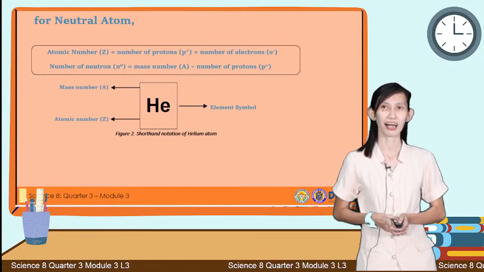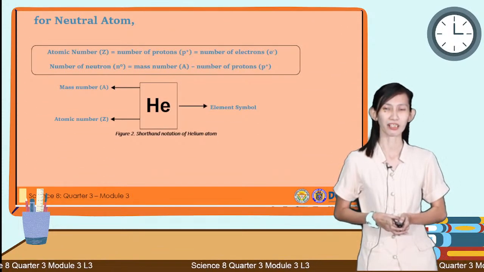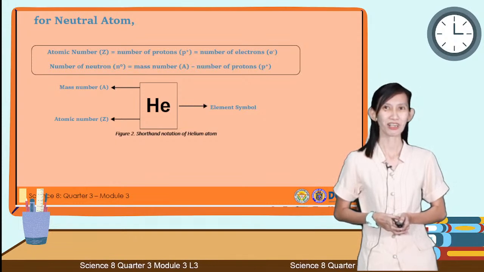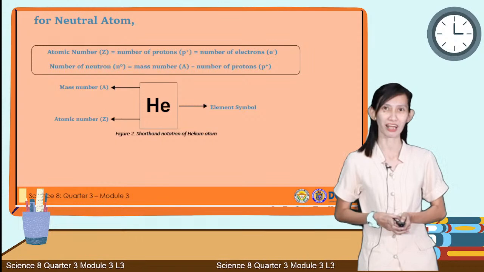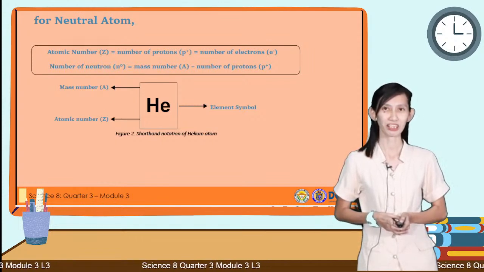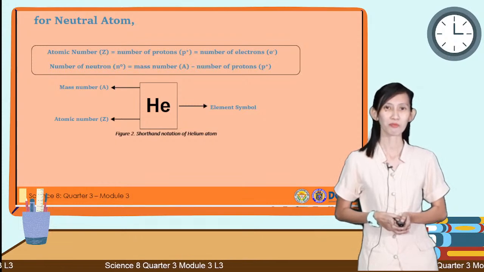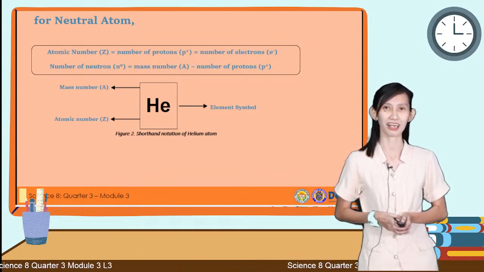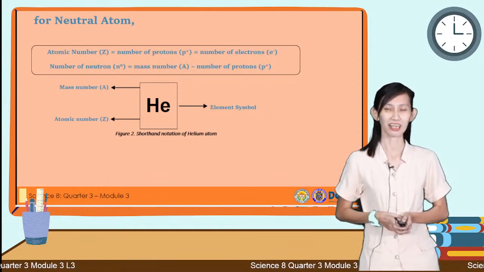For a neutral atom, atomic number equals the number of protons equals the number of electrons. The number of neutrons equals the mass number minus the number of protons. And figure 2 shows the symbol of the element, where the mass number is written as a superscript and the atomic number is written as a subscript.